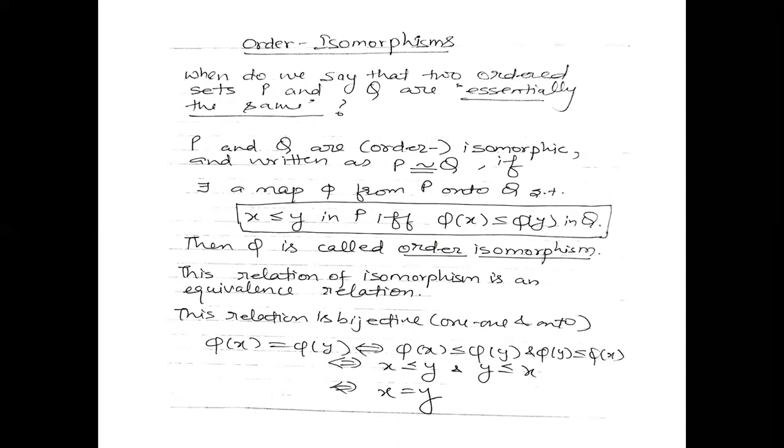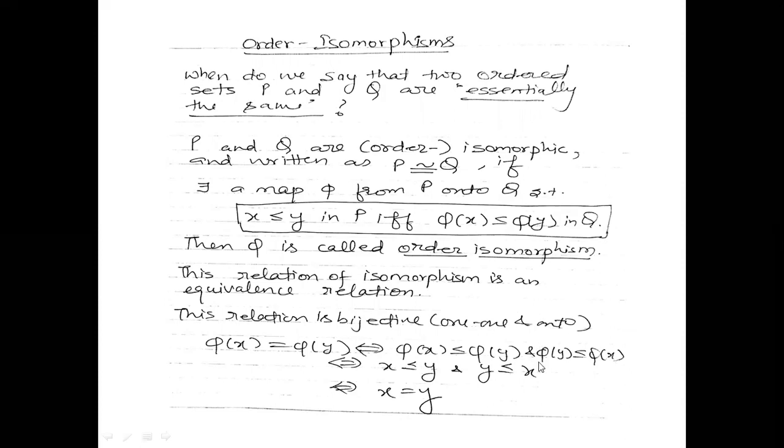So this relation of isomorphism is an equivalence relation. You can check that it satisfies all the properties of an equivalence relation. And because we are saying that this map is from P onto Q, that means it is a bijective map, one-one and onto. From here you can easily verify that it is one-one and onto, or bijective. Phi x is equal to phi y if and only if phi x is less than or equal to phi y and phi y is less than or equal to phi x.